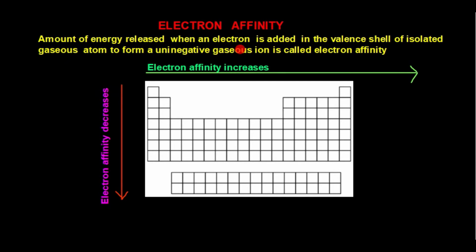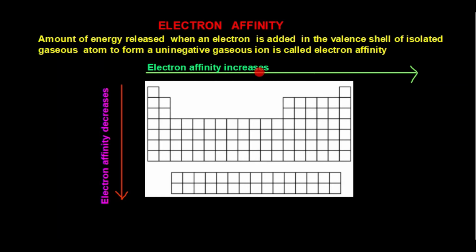We know what are anions. Anions are negatively charged species. Anions are formed when an atom gains an electron in a chemical reaction. During this process, the amount of energy which is released is known as electron affinity.